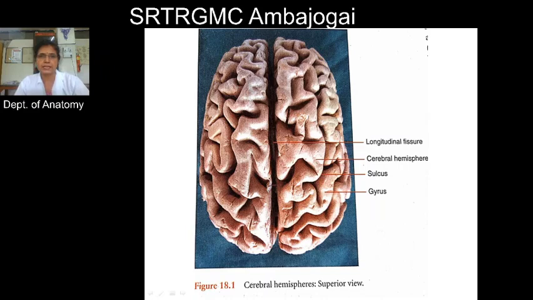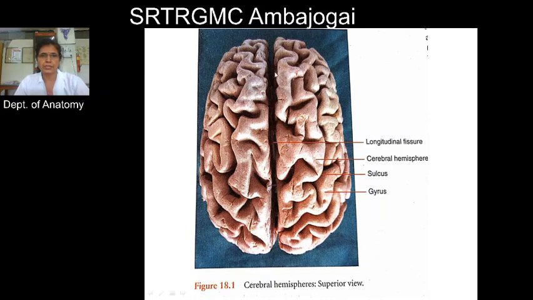This fissure lies in the midline from anterior to posterior aspect, and these two hemispheres are incompletely separated by this longitudinal fissure, because in the floor of this fissure there is a thick bundle of fibers, and that is called the corpus callosum. This corpus callosum is made of commissural type of fibers. They connect the two cerebral hemispheres. So these two cerebral hemispheres are connected with each other by the corpus callosum.